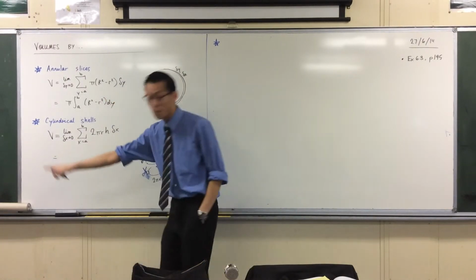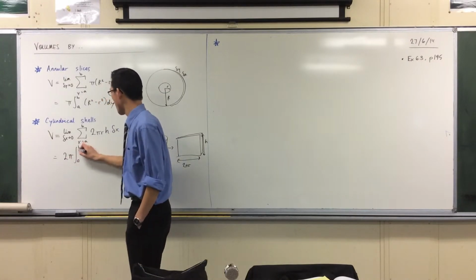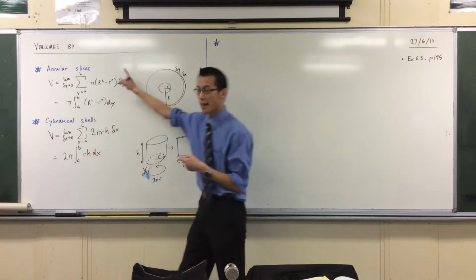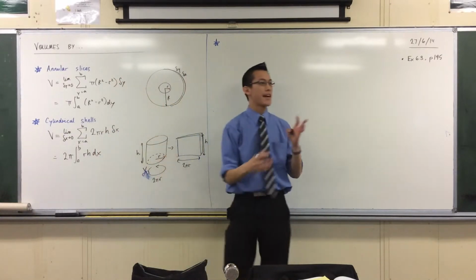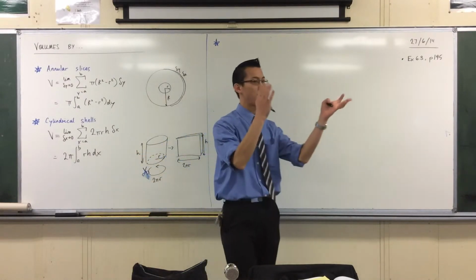Okay, we took the 2 pi out because it's a constant. I said I'm integrating from a to b. And r and h, you remember, just like this big R and little r, they are functions, okay? And we want them, in this case, to be in terms of x, and then we integrate. Off we go, okay?